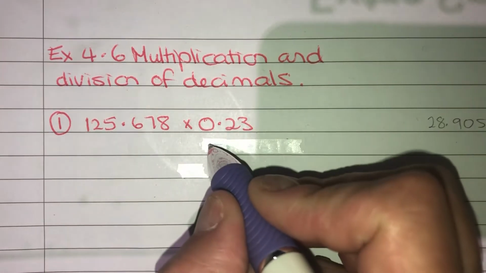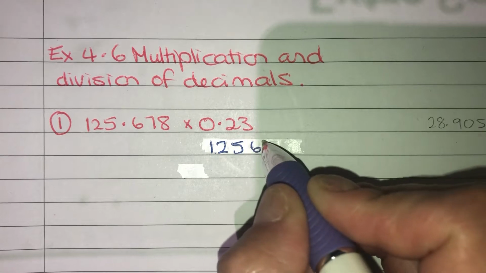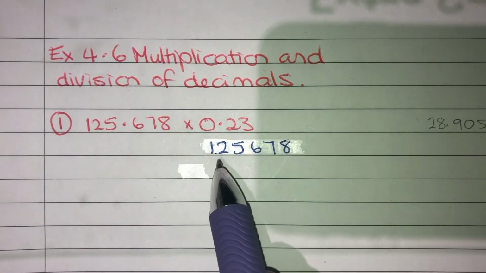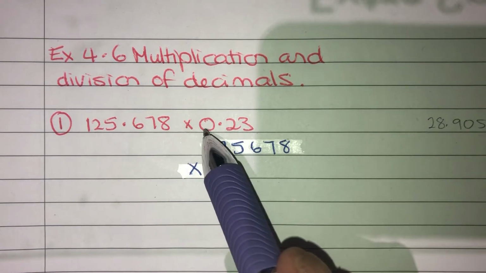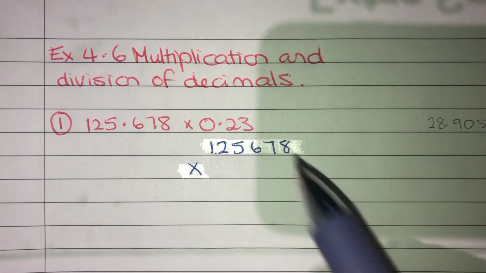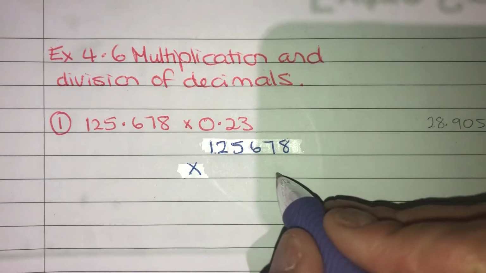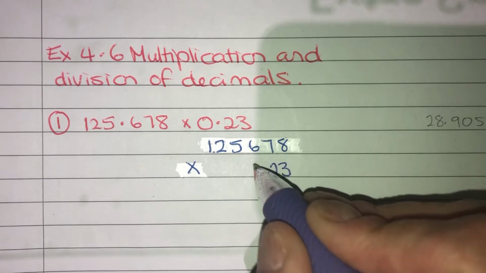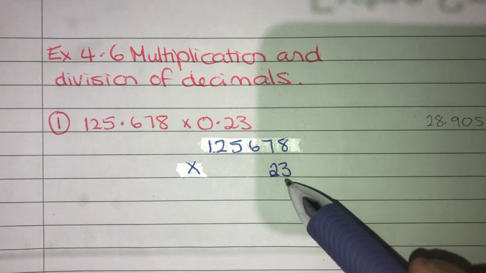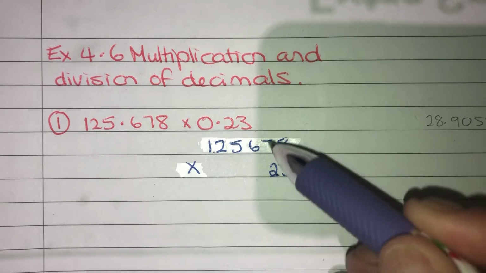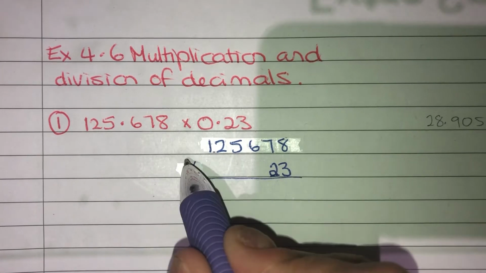to the end. So if we write the biggest number on the top, so without the decimal place, so 1, 2, 5, 6, 7, 8, multiplied by 0, 2, 3. Now we don't need to put the 0 down because that's the same as 23. But if you want to put the 0 in there, you can, of course. Now the 23 must be lined up with the units together. Okay, so that line has to line up and that line going from right to left.